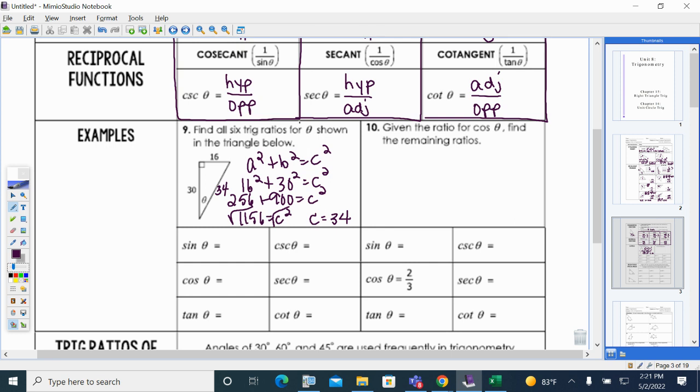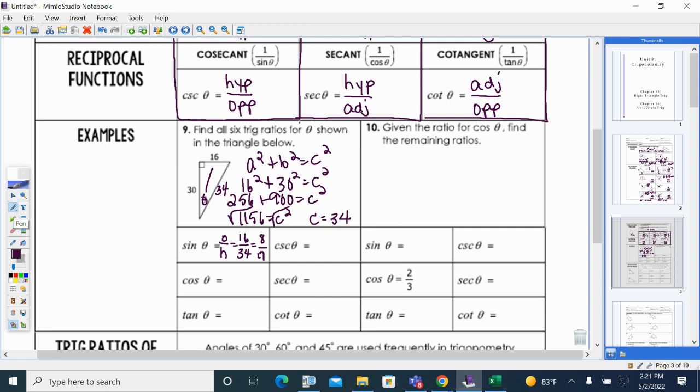So remember from your trig functions, sine is opposite over hypotenuse. So the opposite from theta, here's theta, the opposite side is 16. Your hypotenuse is 34. And then we need to reduce that. 16 over 34 is going to reduce to 8/17. That's a 17.